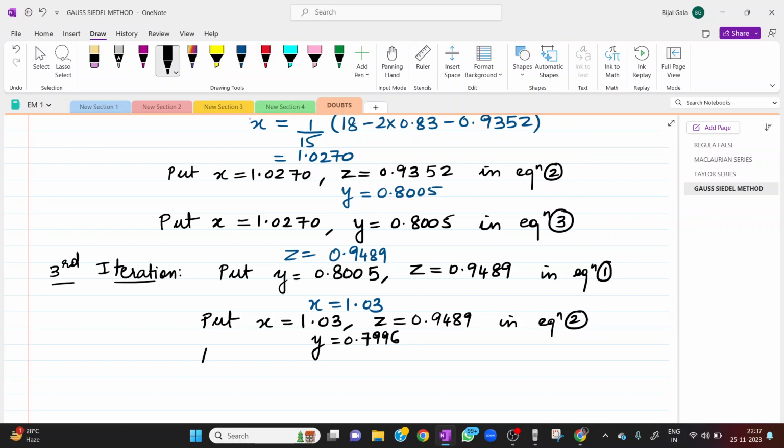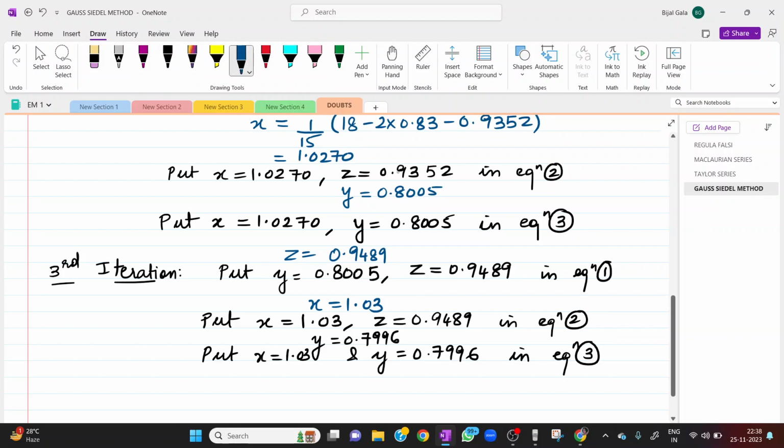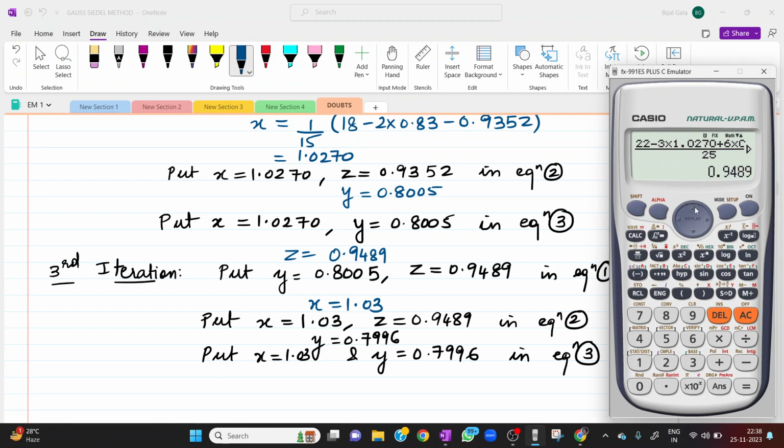And lastly, we'll put these values, that x as 1.03 and y as 0.7996 in equation number 3. Okay. So denominator 25 equation from the history. Replace this 8 wala term with 7996. Replace the 1 point term with 1.03. So 0.9483.